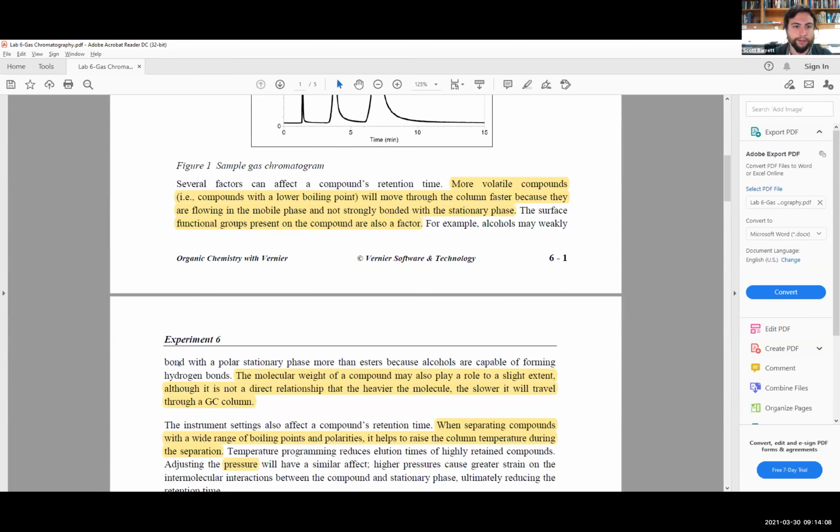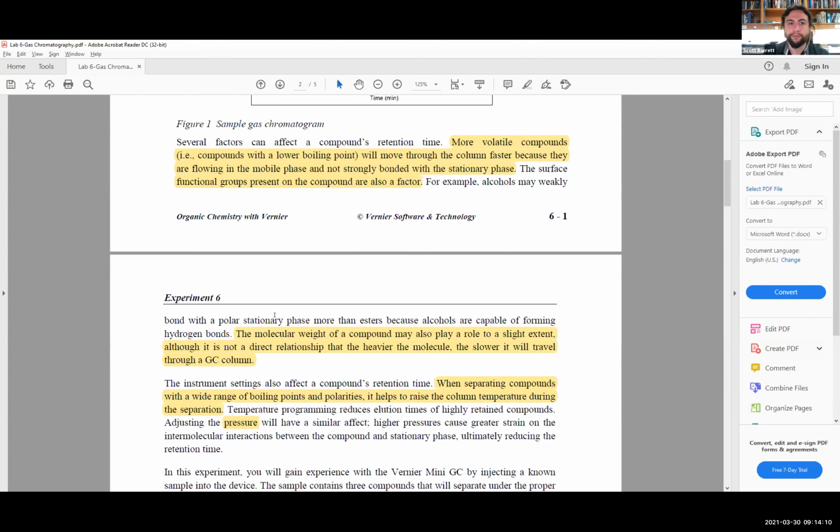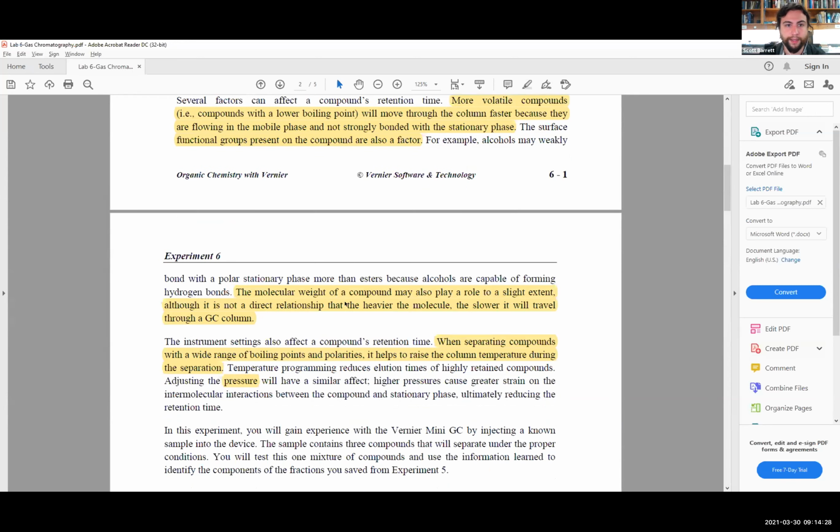So, for example, alcohols bond weakly with a polar stationary phase more than esters because alcohols are capable of forming hydrogen bonds. So in this instance, alcohols would go through much faster than an ether, not only because it's more polar, but also because it can form hydrogen bonds with the atmospheric air that's moving through the machine.